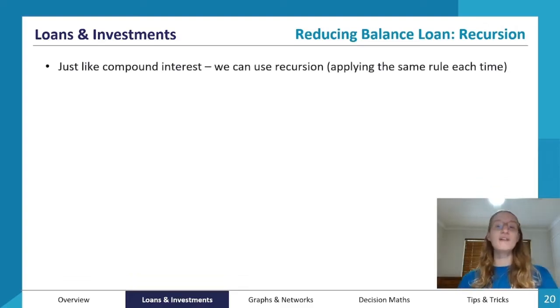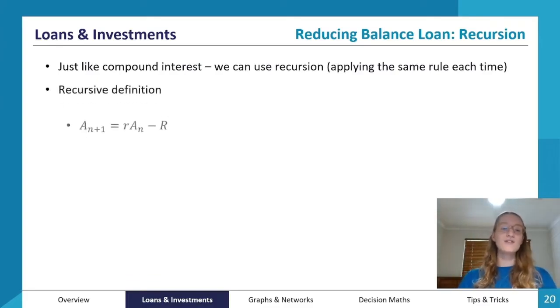So again, we can calculate reducing balance loans using recursion. Just like compound interest, we can use recursion, which is applying the same rule every time. If you think about it conceptually, before I show you the formula, we have our initial amount, which is the money left owed on the loan, and then each time period, they're going to charge interest on that, and then we're going to make a repayment. Then in the next time period, they'll charge interest, and then we'll make another repayment.